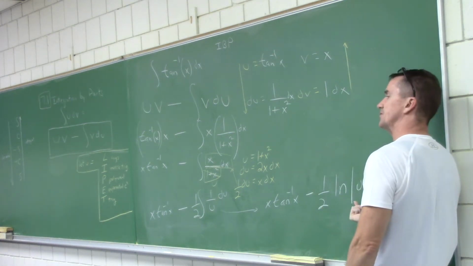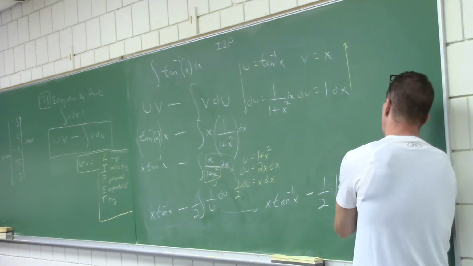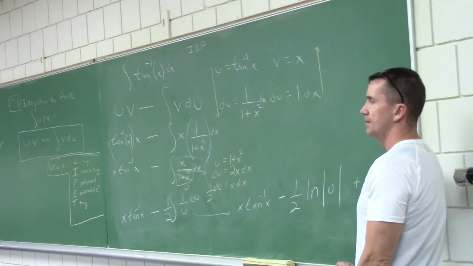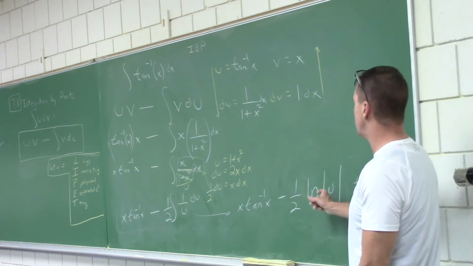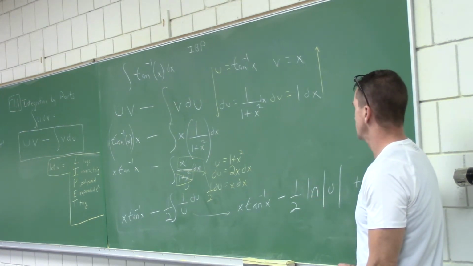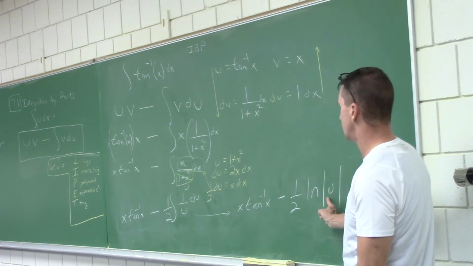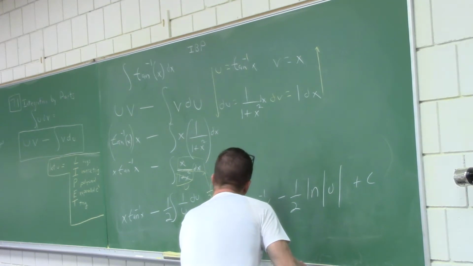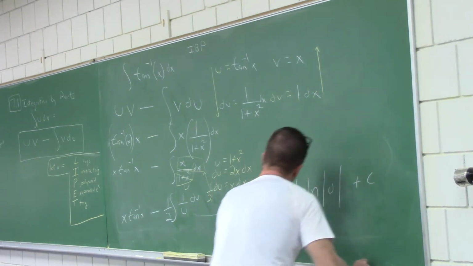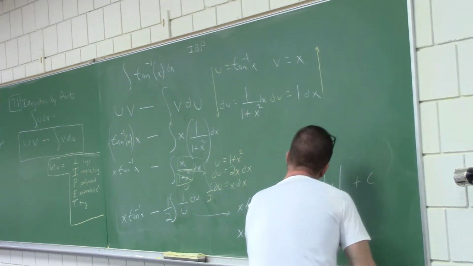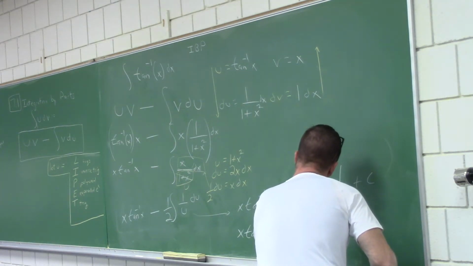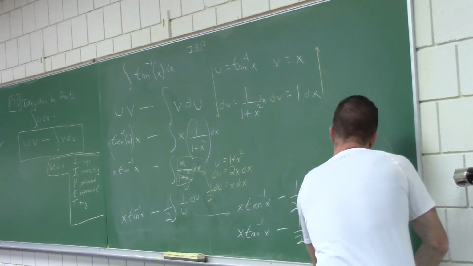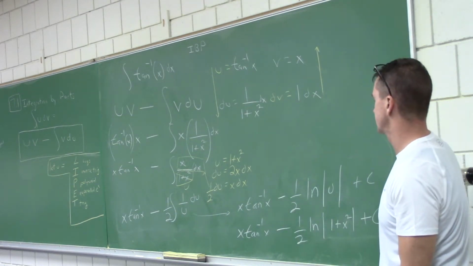Okay, this is where we put the absolute value bars. But don't leave the answer like this, because we did do a u sub. We're doing an indefinite integral, so I have to put back what I let u equal to. So what goes right there? 1 plus x squared. Yep. So x inverse tan x minus 1/2 natural log of the absolute value of 1 plus x squared, plus a constant C. There's the final answer.